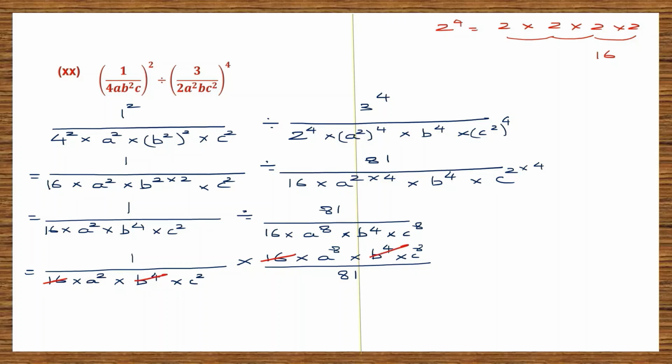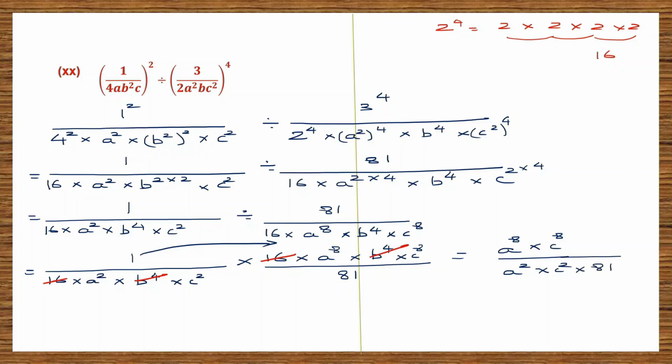Okay, now what do we have in the numerator? We have 1 into whatever is left here, which is a to the power of 8 into c to the power of 8. And in the denominator, what do we have? A to the power of 2 into c to the power of 2 into 81. This is what we have.